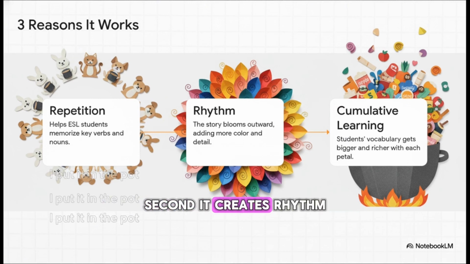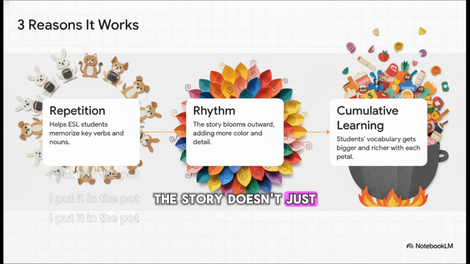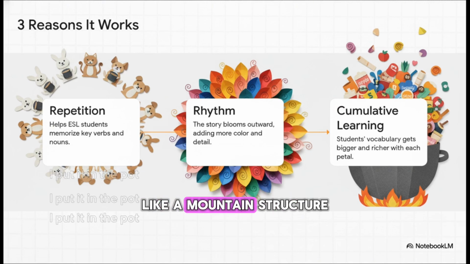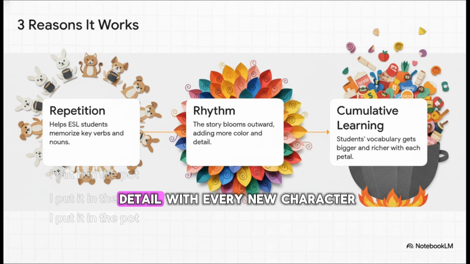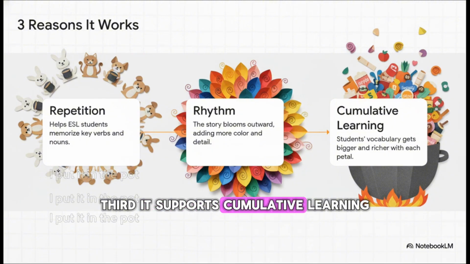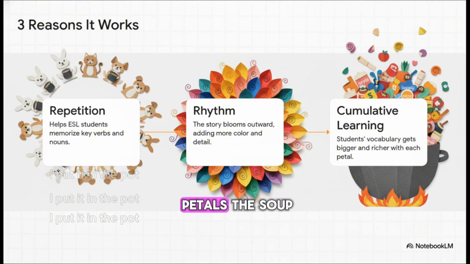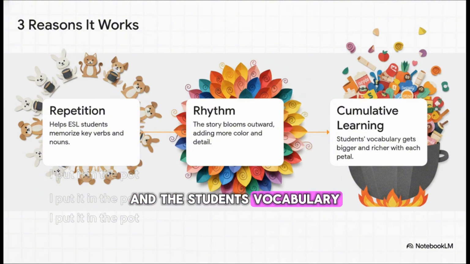Second, it creates rhythm. The story doesn't just move in a straight line like a mountain structure. It blooms outward, adding more color and detail with every new character. Third, it supports cumulative learning. As we add more petals, the soup and the students' vocabulary gets bigger and richer.